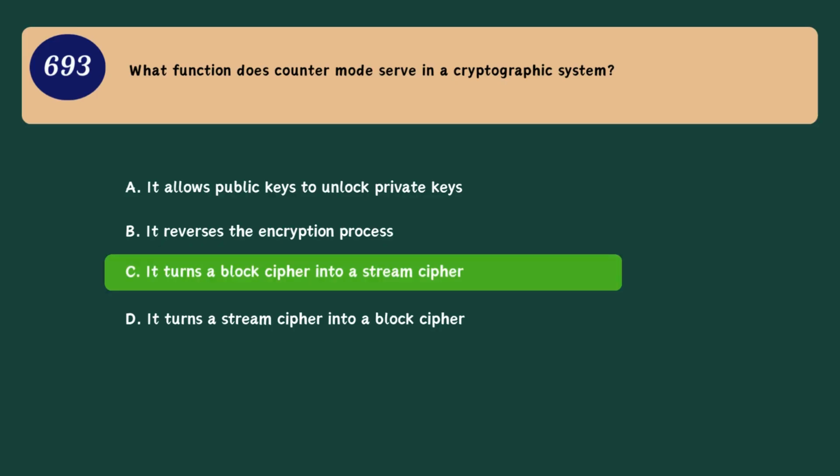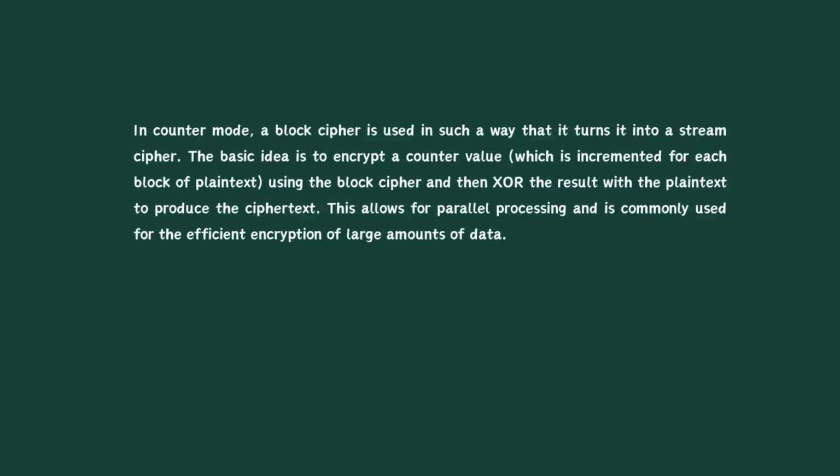Correct answer. C. It turns a block cipher into a stream cipher. In counter mode, a block cipher is used in such a way that it turns it into a stream cipher. The basic idea is to encrypt a counter value, which is incremented for each block of plaintext, using the block cipher and then XOR the result with the plaintext to produce the ciphertext. This allows for parallel processing and is commonly used for the efficient encryption of large amounts of data.